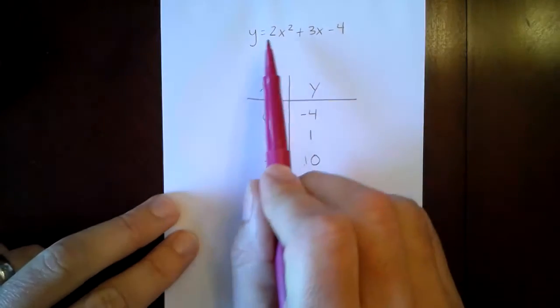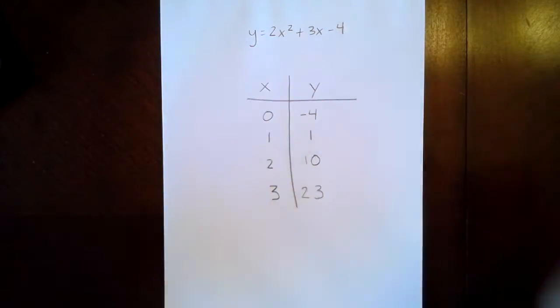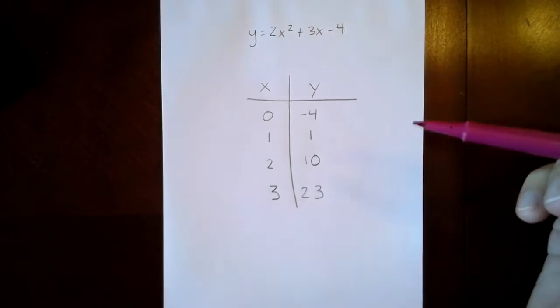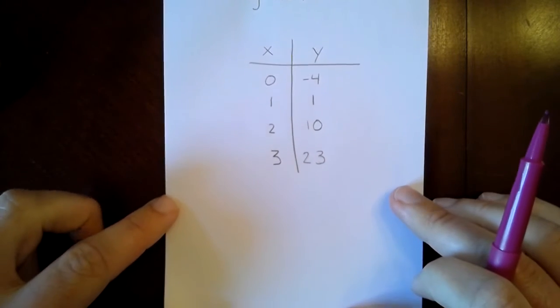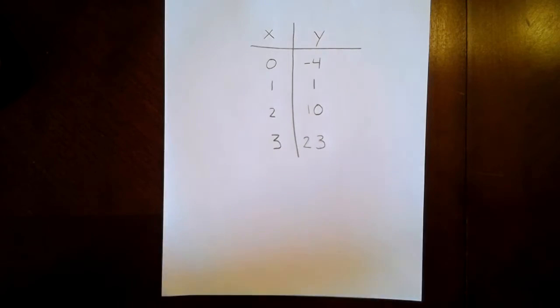So I know this is quadratic because the x has a squared. Looking at the equation, it's a quadratic. But look, if we were just given the table, let's say we only had this. This is all we have. How can we tell what type of function it is?